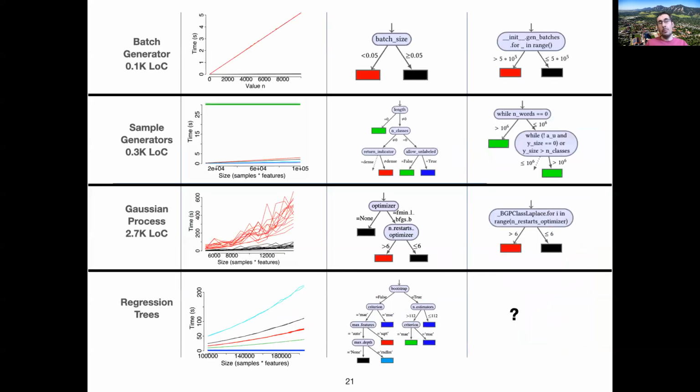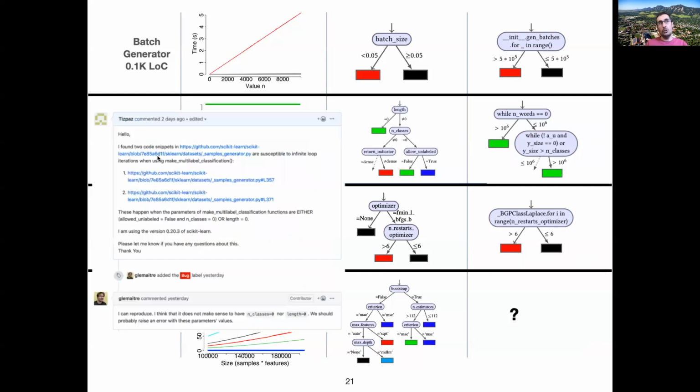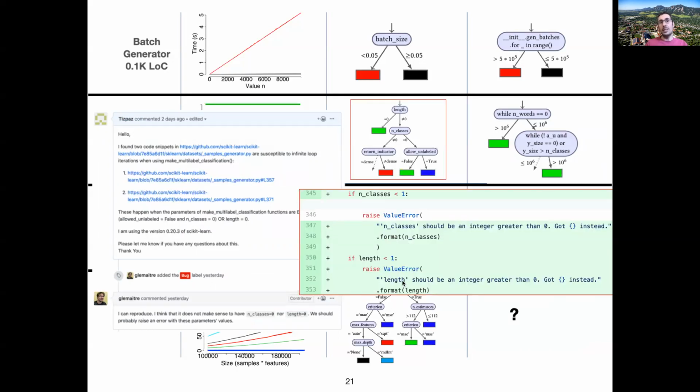We also performed multiple other experiments, such as on the batch generator. We found that it's possible that the batch size is a float number, and it causes huge performance misbehavior. It's also confirmed and has since been fixed by the developers. Another observation was for the sample generator, where we reported two possible infinite loop iterations. The developers confirmed that issue as well, and they fixed this. But the interesting part of this fix is that the rule of the decision tree model already tells the developers what they should do to prevent these performance bugs.